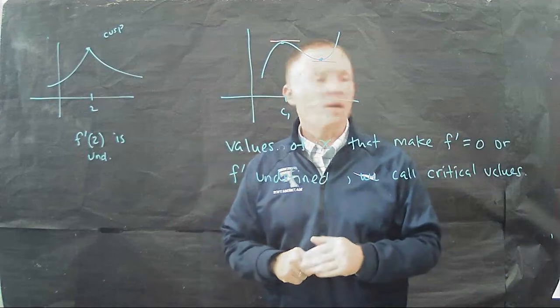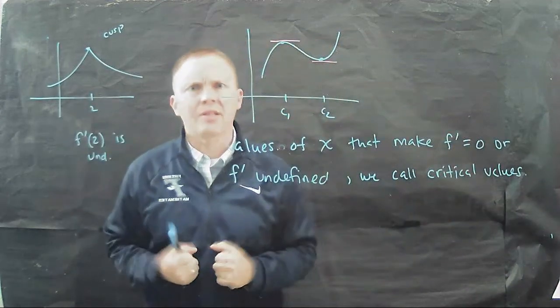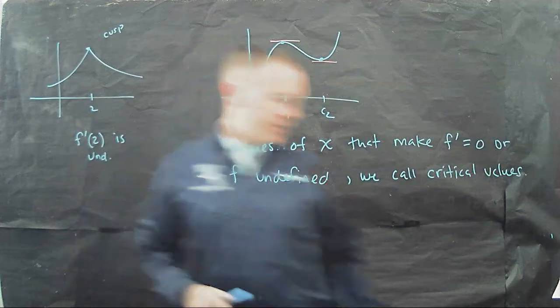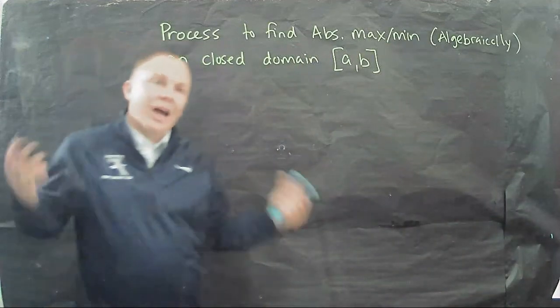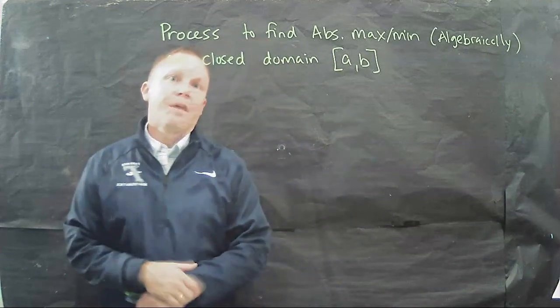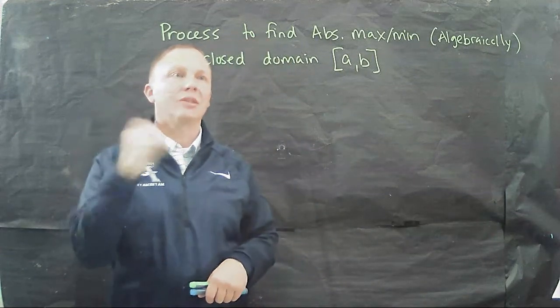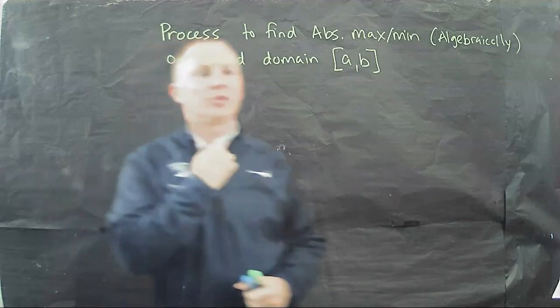So let me pause and erase the board, and then we'll get back to this idea of how do we find these absolute max and absolute mins algebraically. Okay, so here we are. We're back. So we're going to outline a quick process and do a few examples of how to find the absolute max and min of a function algebraically. And we're talking about on a closed interval a to b.